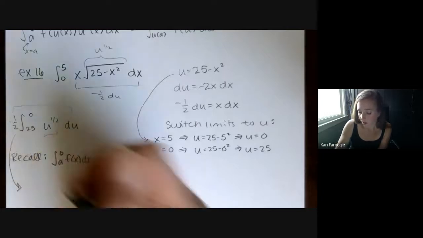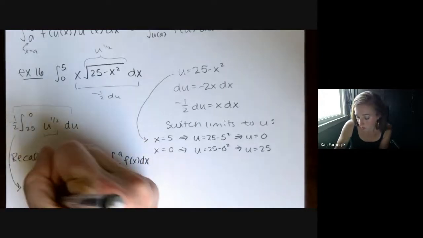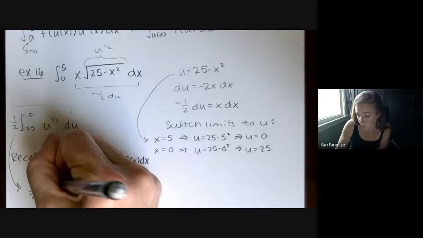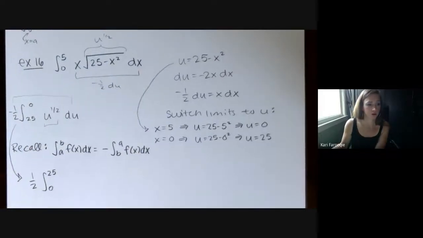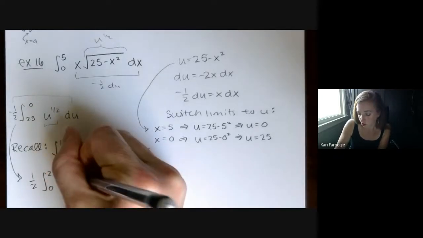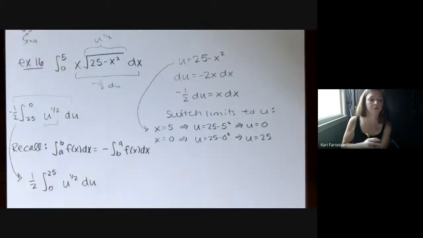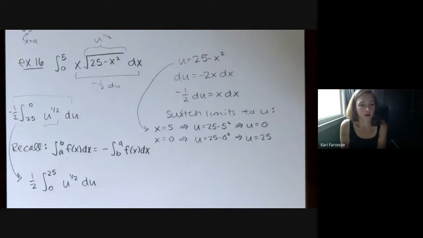I'm going to make my integral positive. Right now it's negative 1/2. I'm going to make it positive 1/2. And as long as I do that, I can switch the upper and lower limits of integration. And now instead of going from 25 to 0, I'm going from 0 to 25, which I'm a lot more comfortable with. We are going to evaluate this.